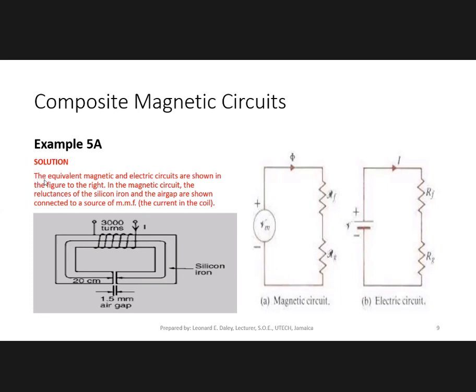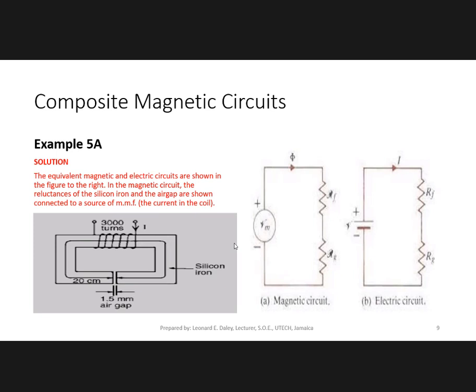So I think I made a note of that. The equivalent magnetic and electric circuits are shown in the figure to the right. In the magnetic circuit, the reluctances of the silicon iron and the air gap are shown connected to a source of MMF. And the source of the MMF now would be the current in the coil.